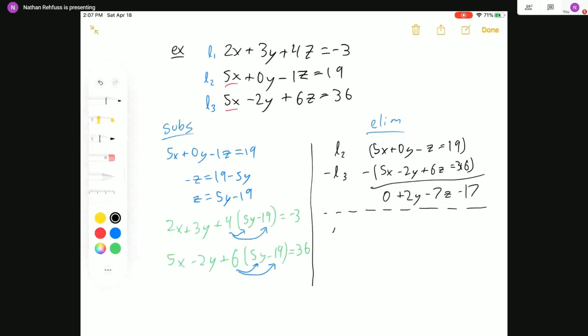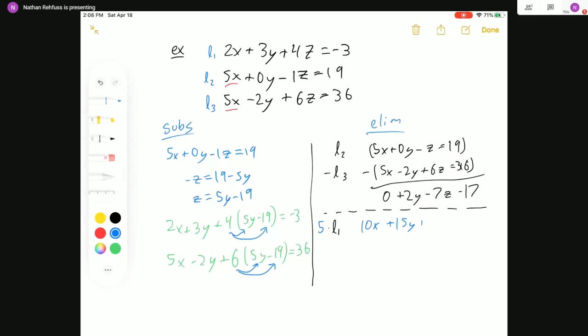So line 1 has a 2x in it. So I'm going to multiply it by 5. 2x times 5 is 10x, 3y times 5 is 15y, 4z times 5 is 20z. And that equals -15. So this is 5 times line 1.